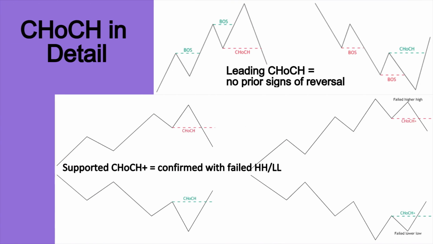There are two types of CHoCH. Leading CHoCH has no prior signs of reversal. It's the earliest clue. Supported CHoCH Plus, however, requires confirmation, such as a failed higher high or lower low. Together, these signals help us identify trend shifts with confidence.